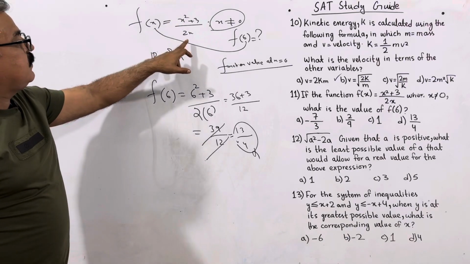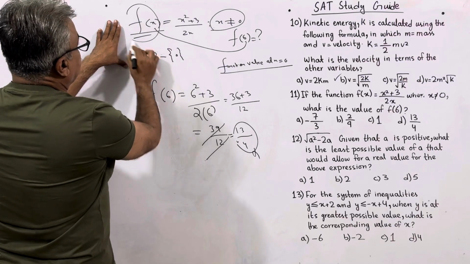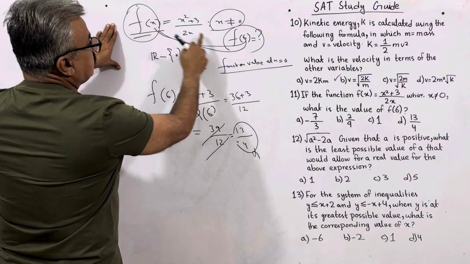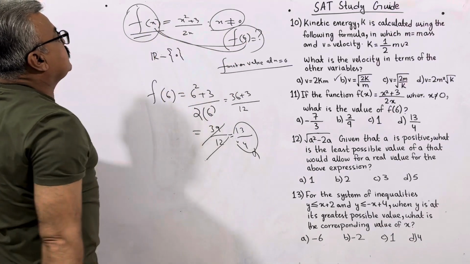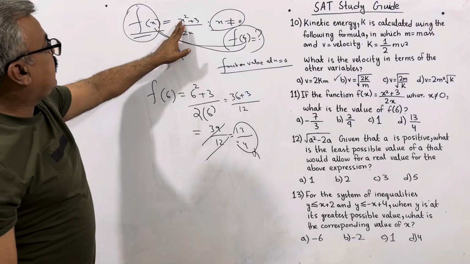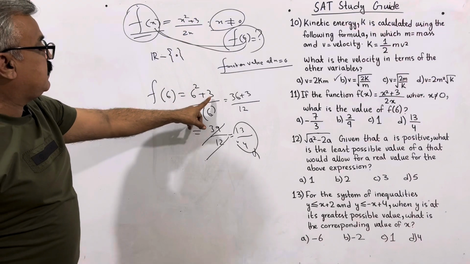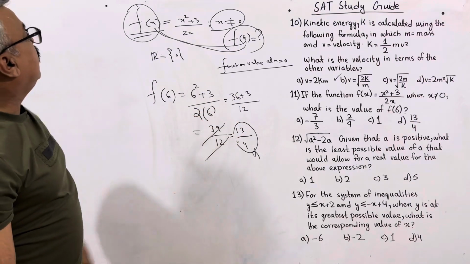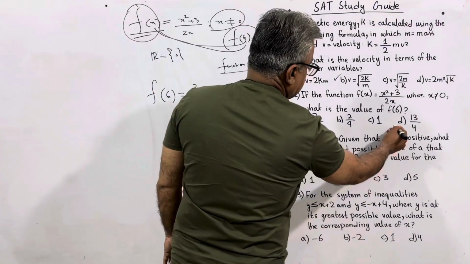f of x is equal to x square plus 3 over 2x. Look at this. Here we have f of x, and here f of 6. Instead of x we have 6. Simply we have to replace x with 6 in the function. That we have done. 6 square plus 3 over 2 times 6, 6 square is 36 plus 3 is 39, and 13 upon 4 is our answer. The right option is D in that case.